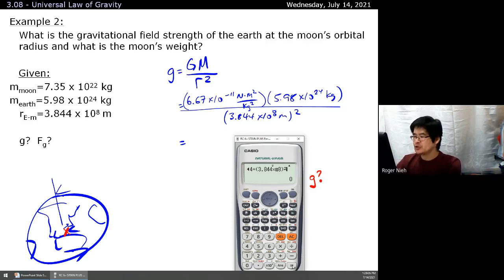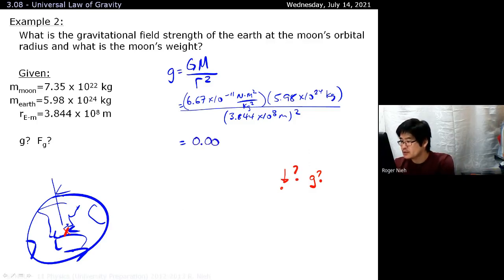When you hit enter, you should expect a very small number. Not super small, but somewhere in the millimeter value. And that's what I expected. 0.0027. 0.0027 meters per second squared.